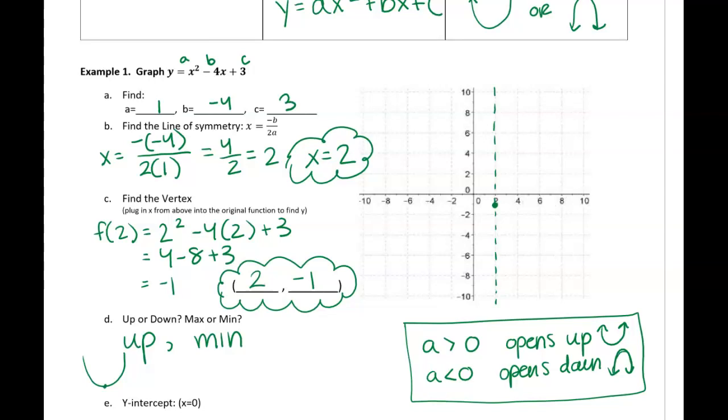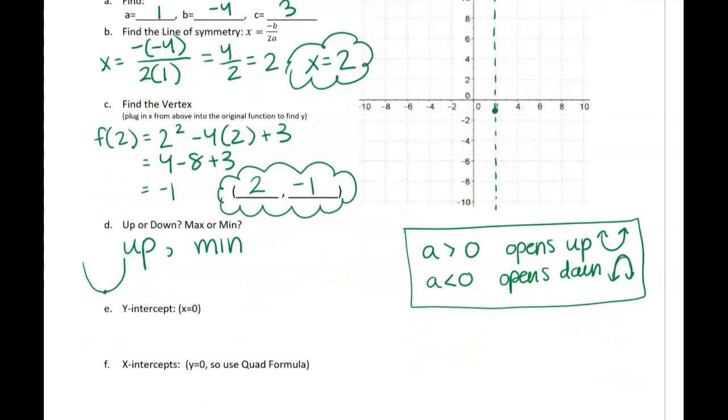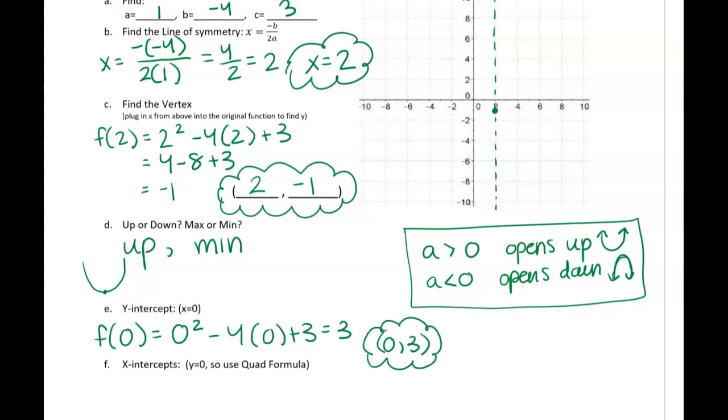Now we'll find the y-intercept, which is when x equals 0. So we plug 0 into the equation. We'll get 0 squared minus 4 times 0 plus 3, which is 3. And our y-intercept is 0, 3. So we'll plot that as well.